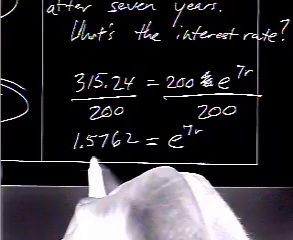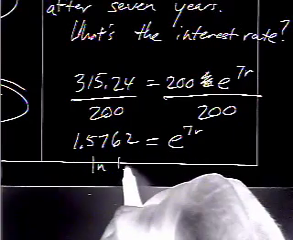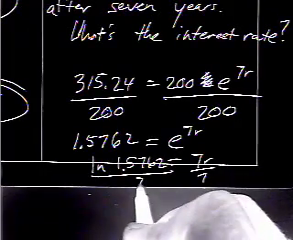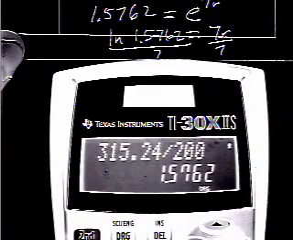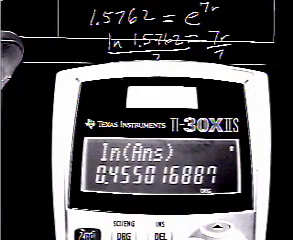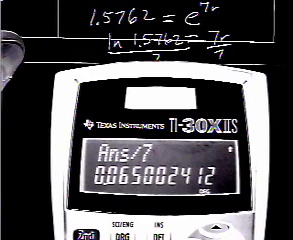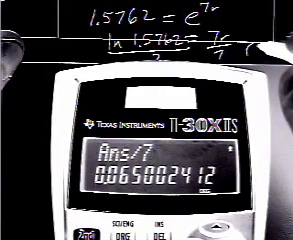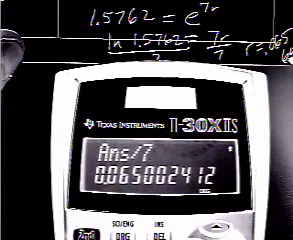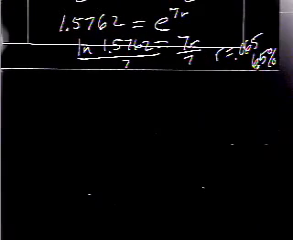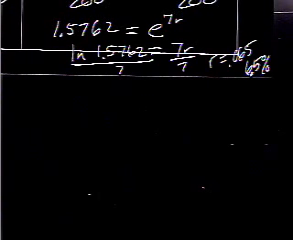Now we're ready for the natural log, so change it to its log form. Natural log of 1.5762 equals 7r. Of course, we will be dividing by 7. So the natural log of that answer divided by 7. So that is a 6.5%. If r is 0.065, that's a 6.5% interest rate. 6.5%. See you in class.